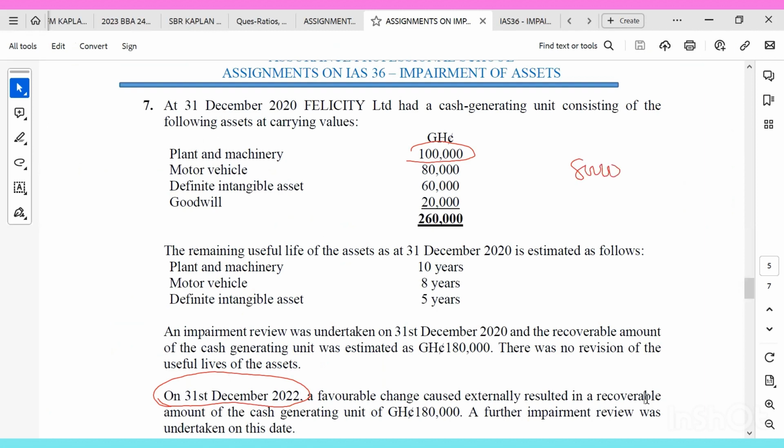80,000. Yes, because that will be a depreciation of 10,000 every year multiplied by 2, because we have done 2 years already. If there was no impairment, what should have been the carrying value of this? 60,000. Okay, that would have been it. But we are going to look at it at this date.